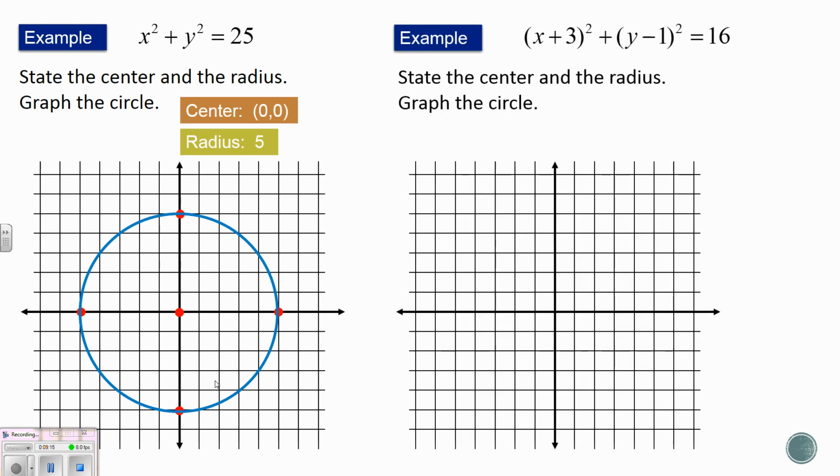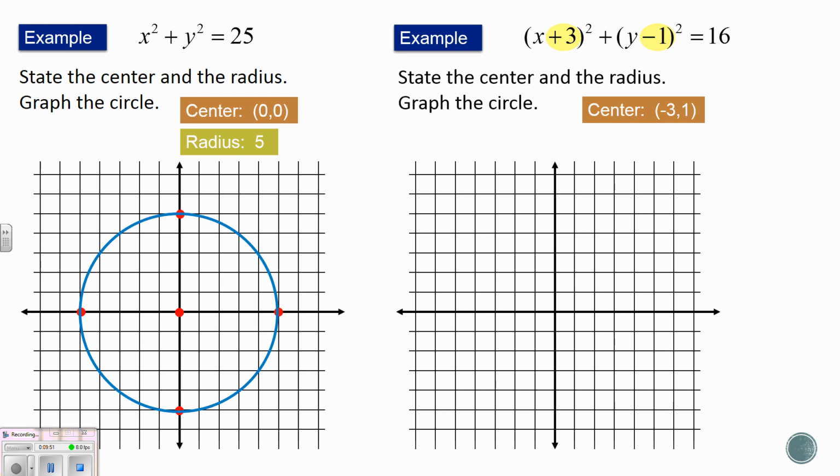Okay, let's try another one. So this is where, going back to what I was talking about on that last slide, you try to pick out what the center is when it's not the origin. You have to look at the 3 and the 1, right? But this is a positive 3, and this is a negative 1. So I've always told students, just change the sign when you pull it out to figure out what your center is. If I change the sign of positive 3, that gives me negative 3. And if I change the sign of negative 1, I get positive 1.